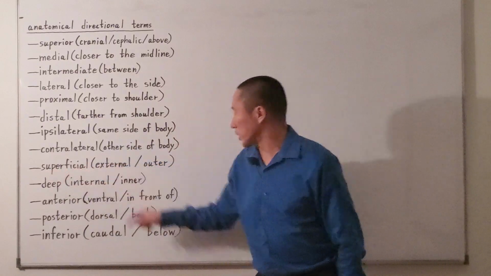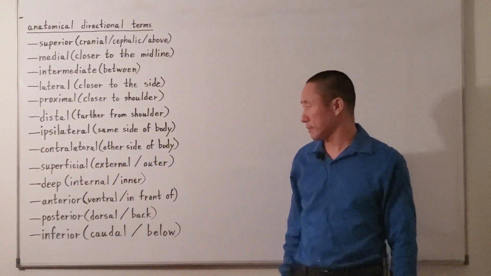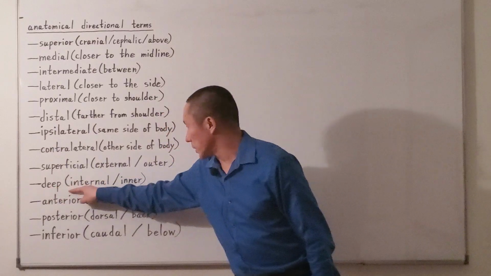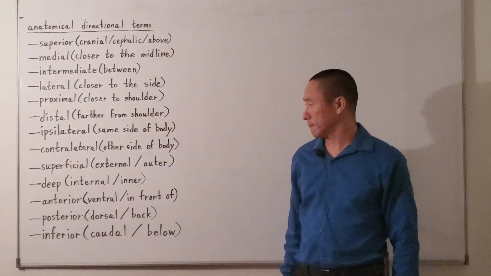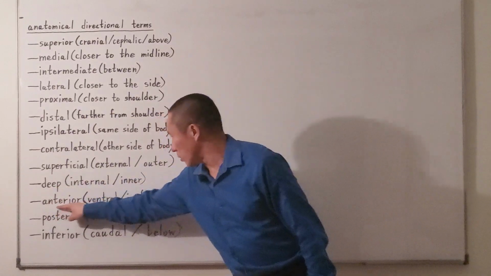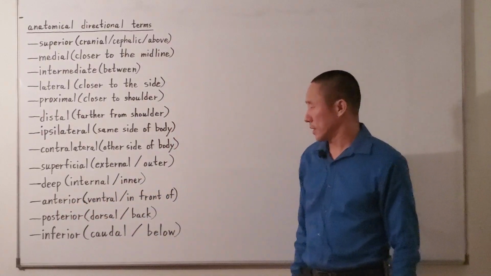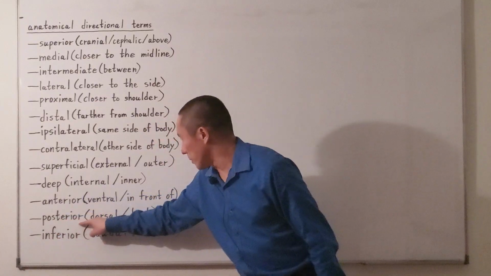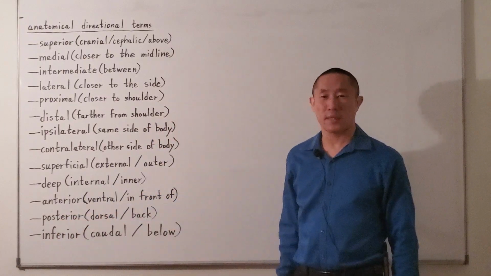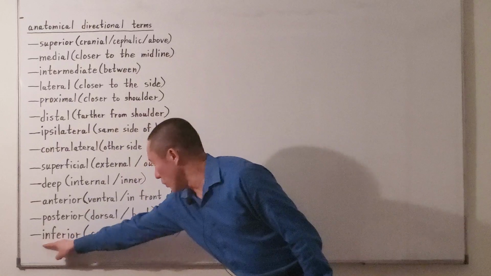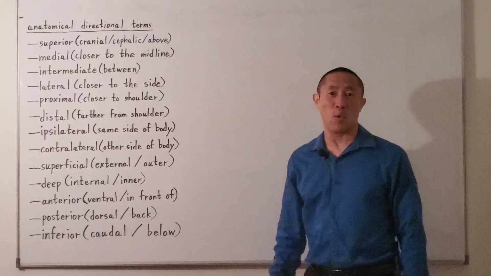Superficial means external or outer. Deep means internal or inner. Anterior means ventral or in front of. Posterior means dorsal or back. Inferior means caudal or below.